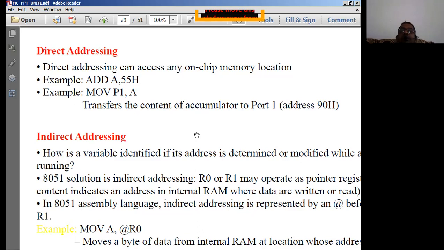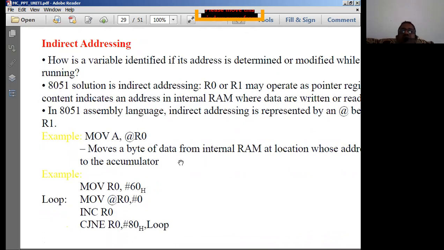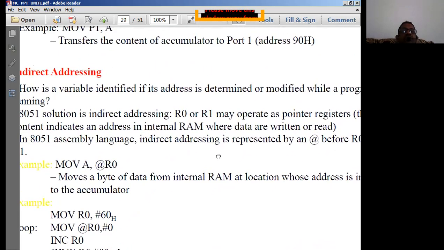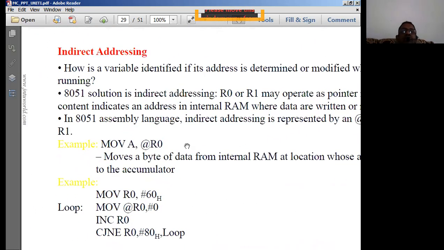So this is what we normally give here. It's called direct addressing mode. Another addressing mode is indirect addressing mode. The indirect addressing mode is normally designated by using the @ operator. So we write MOV A, @R0.